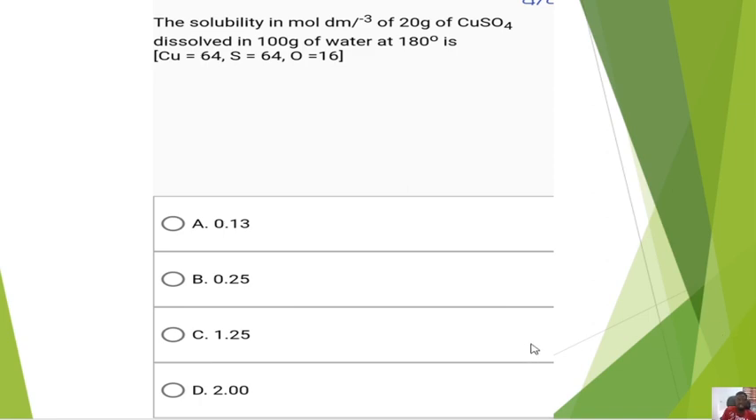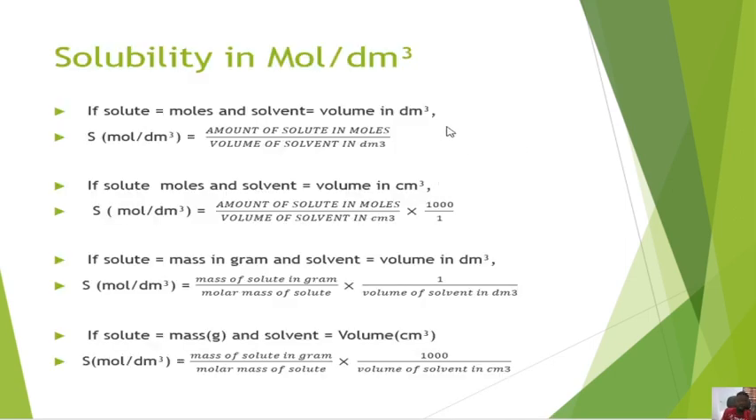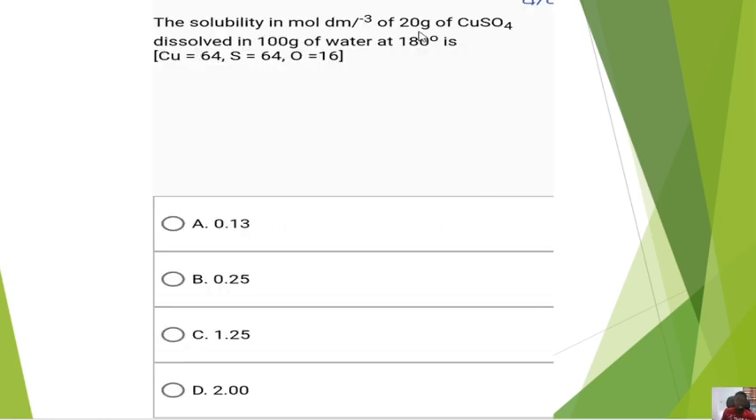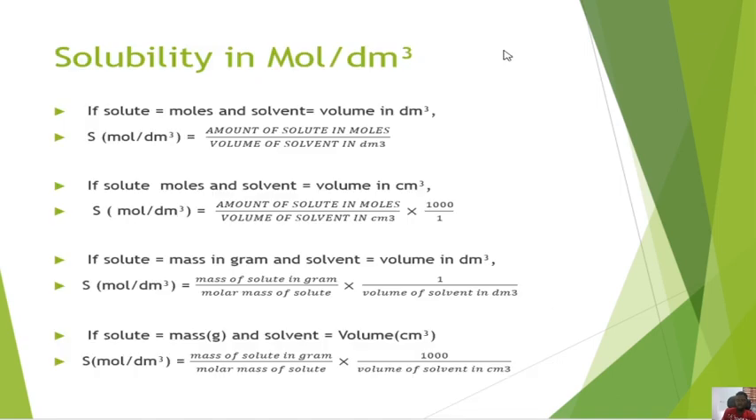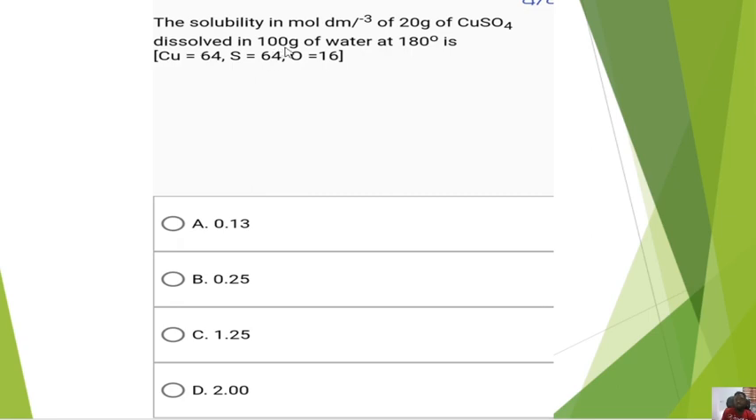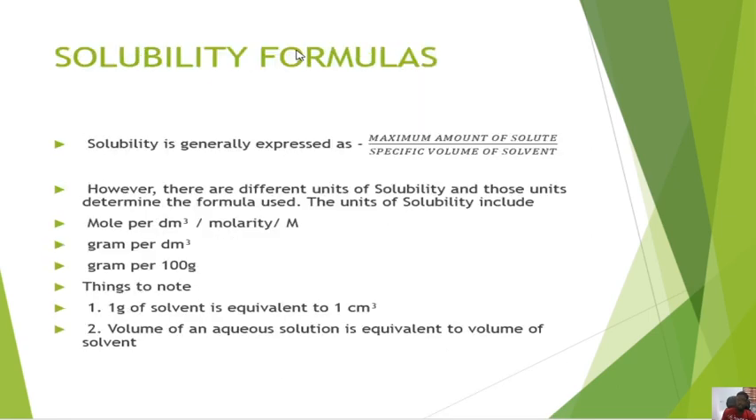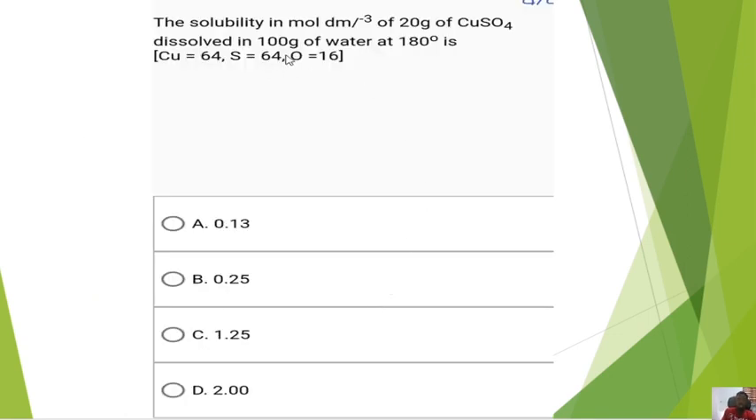Okay, so they asked for the solubility in mole per dm cube of 20 gram of copper 2 sulfate dissolved in 100 gram of water at 180 degrees Celsius. The formulas for solubility in mole per dm cube are given below. But what is the scenario here? Our solute was given in gram. The solute is CuSO4, so we are using either formula 1 or formula 2. Then our solvent was given in gram too. But as I told you earlier, 1 gram of a solvent is equivalent to 1 cm cube, which means when they mention 100 gram, it is equivalent to 100 cm cube. With this, I think we can solve.